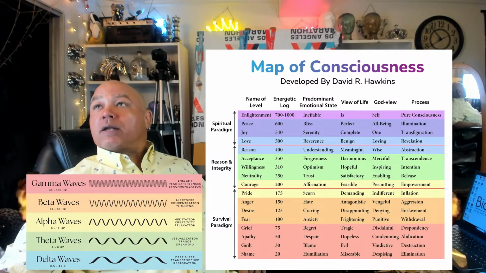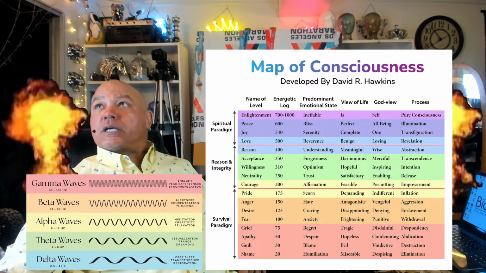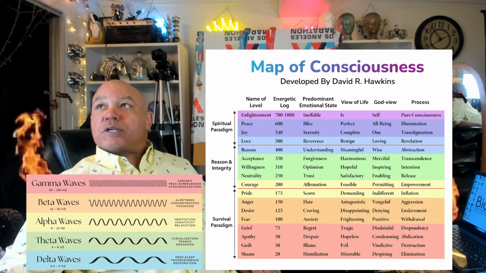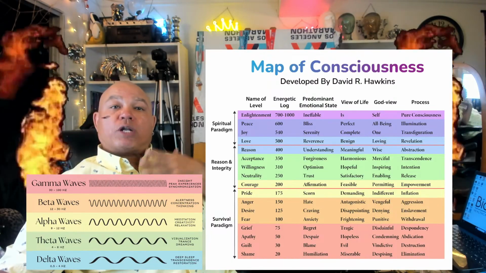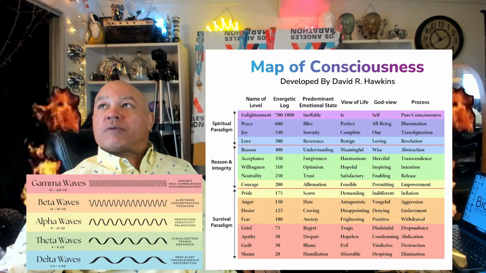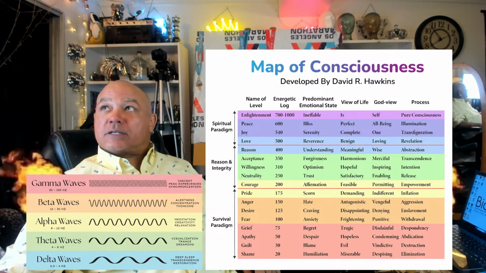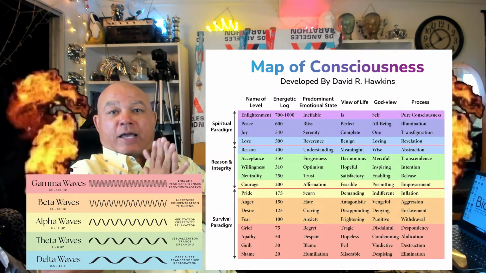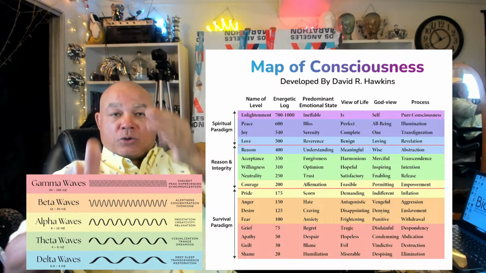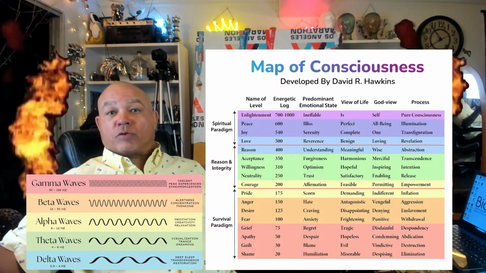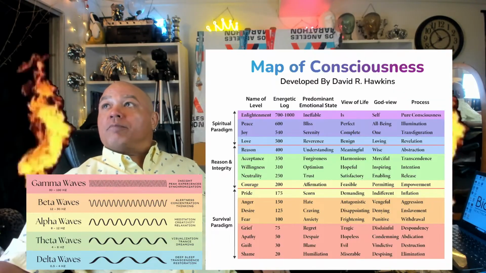Okay? But being in the love frequency, energetic log of 500, that doesn't mean you're stupid, right? It just means you're in the love frequency. That means that you really want to be loving. You would prefer to be loving. Your predominant emotional state is reverence. Namaste. Right? The light in me honors the light in you. Reverence. I revere you, and I revere God, and I revere this world that we live in.